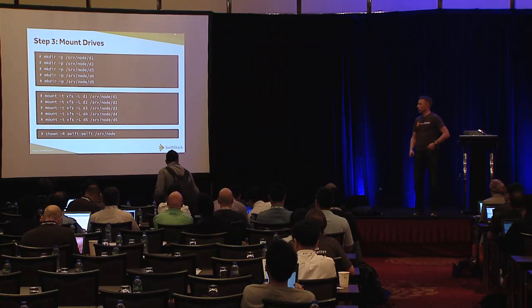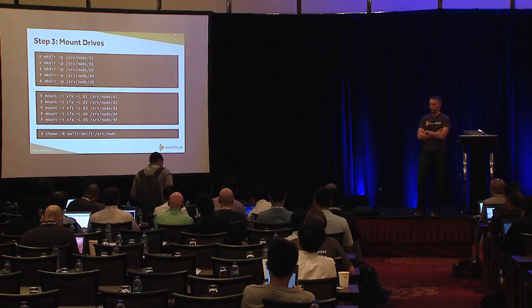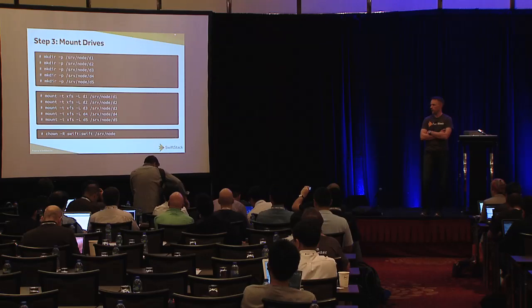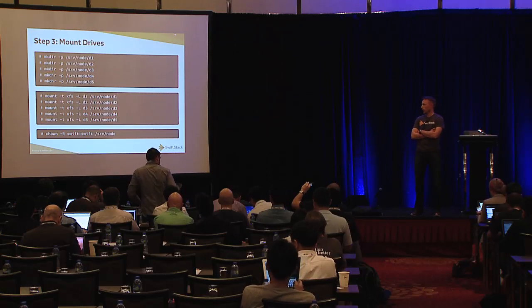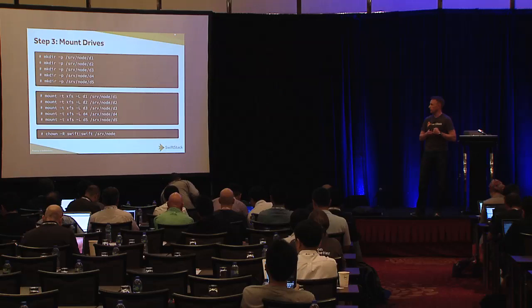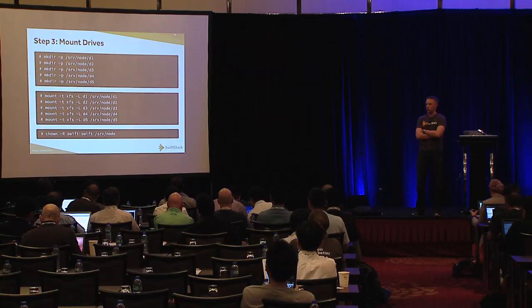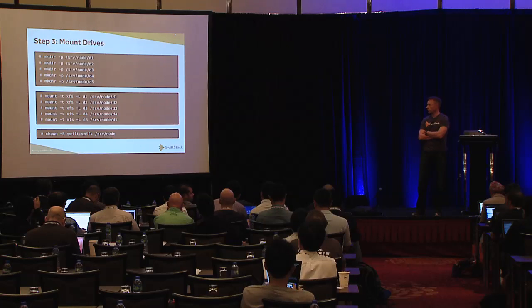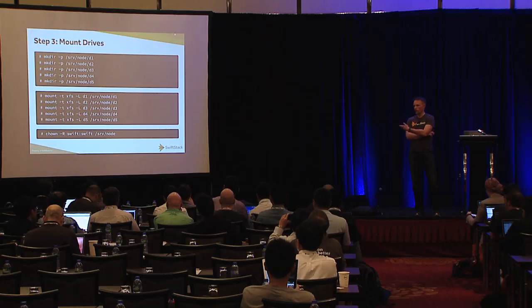Now, what you're going to want to do is make a few directories here, and you can do that using mkdir -p. And what we're going to do is mount those drives at locations that map to the different disks. So we're going to do that at /srv/node/disk1, and so on.